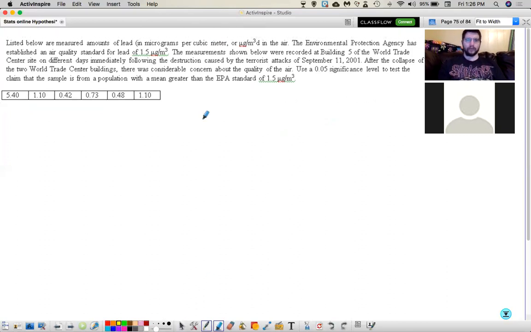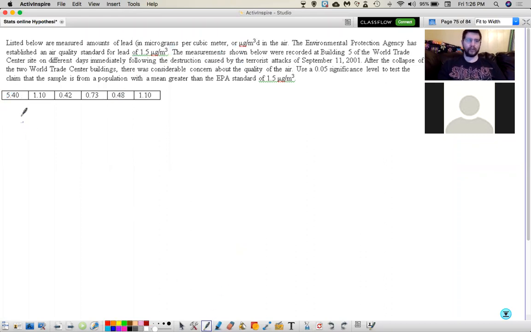Okay, let's read this one. Let's lower the measured amounts of lead in micrograms per cubic meter in the air. EPA, blah, blah, blah. Let's see. I don't see anything saying anything about any standard deviation, but we do have a data set. So it doesn't give us the population standard deviation. It does only give us the data.